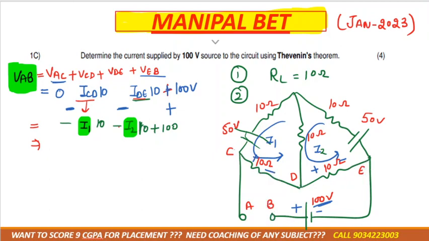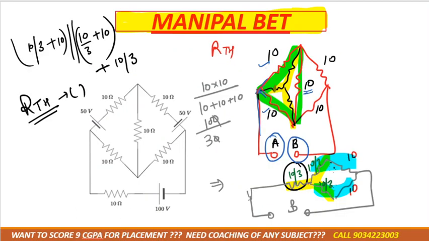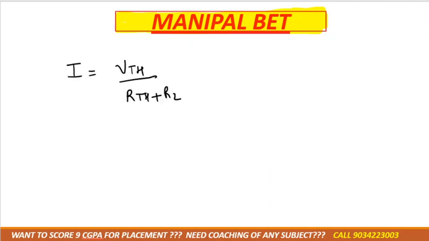Always take the second sign. That would be minus 10I1, right? Then minus 10I2 plus 100 is equal to VAB. That is equal to VTH, right? For calculation of I1 and I2, we need to solve these two and that you can solve. You can substitute it, then you will get VTH, correct? Then RTH we already solved. RL is mentioned in the question, that is 10 ohm. After substituting all the values, can we get the value for the current?